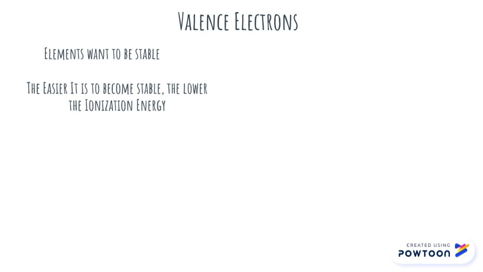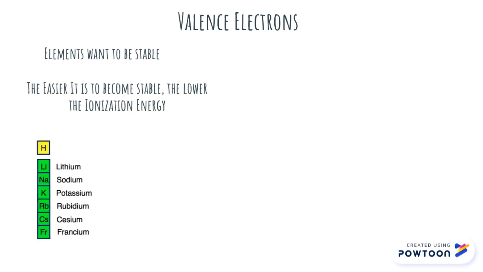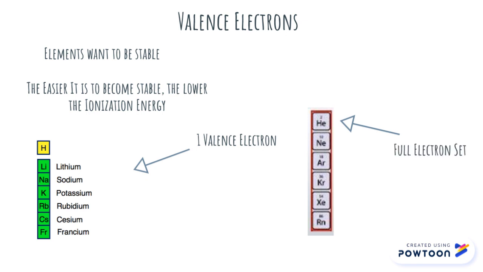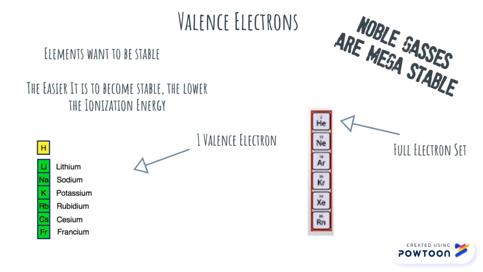Now let's take the group 1 elements for example. They each have one valence electron, which means that they only need to lose one single electron in order for them to have the same electron configuration as the noble gases, which is a full set of electrons and very stable. Due to this, group 1 elements really want to lose their valence electron because it'll make them more stable.